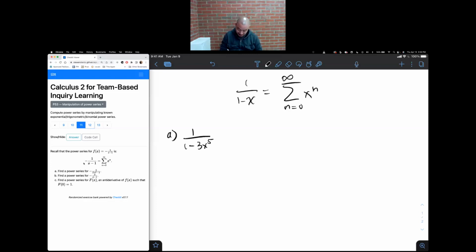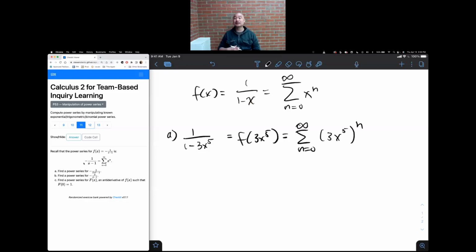All right. Now, we should note that the 3x to the fifth here plays the same role as the x here, right? If this were f of x, I'm simply evaluating f at 3x to the fifth. So that is f of 3x to the fifth, which in turn is necessarily the sum from n equals 0 to infinity of 3x to the fifth to the n, which is a reasonable way to write something.